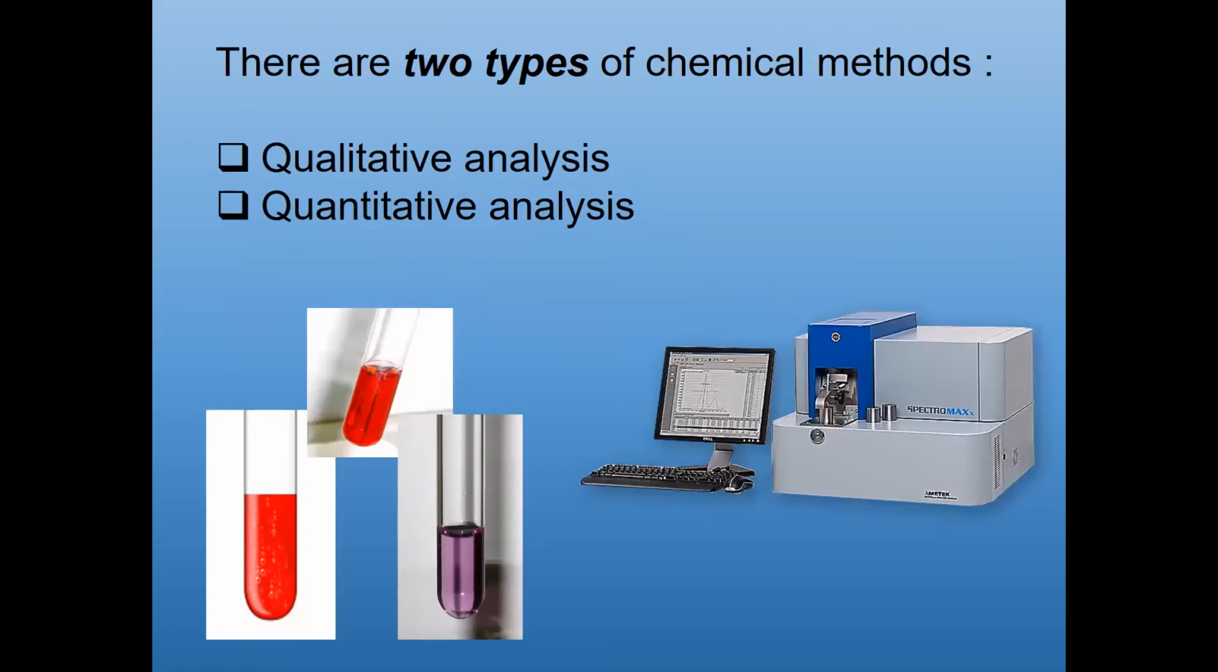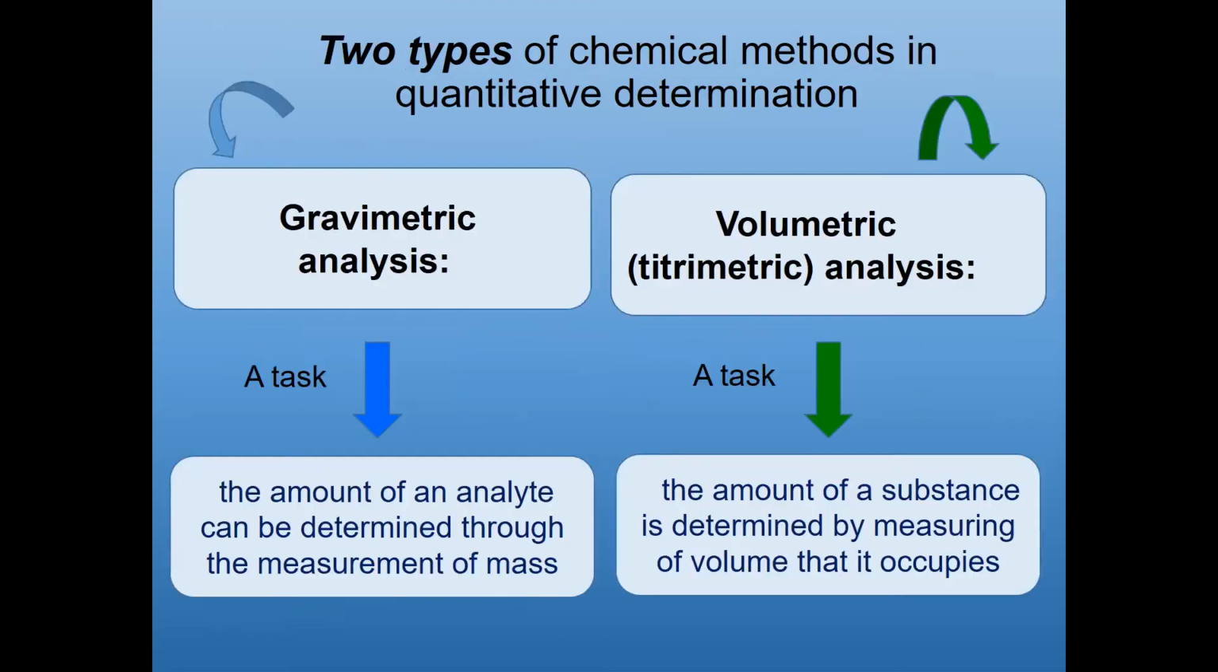There are two types of chemical methods: qualitative analysis and quantitative analysis. Two types of chemical methods in quantitative determination. Gravimetric analysis: the amount of an analyte can be determined through the measurement of mass. Volumetric or titer analysis: the amount of substance is determined by measuring the volume that it occupies.